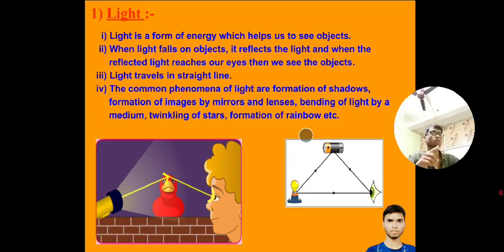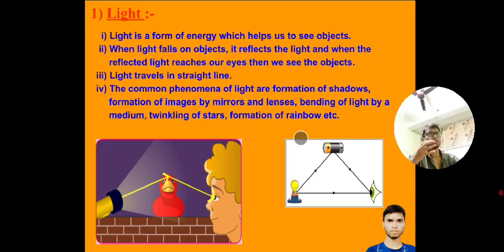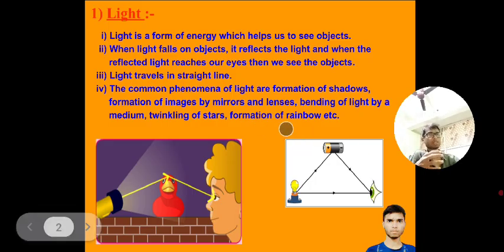This is also possible because of a reflection of light. In detail, you will understand it in a separate lecture. But this is just an example of a reflection of light. The formation of a rainbow we see is because of reflection of light. That's why we see the formation of a rainbow.